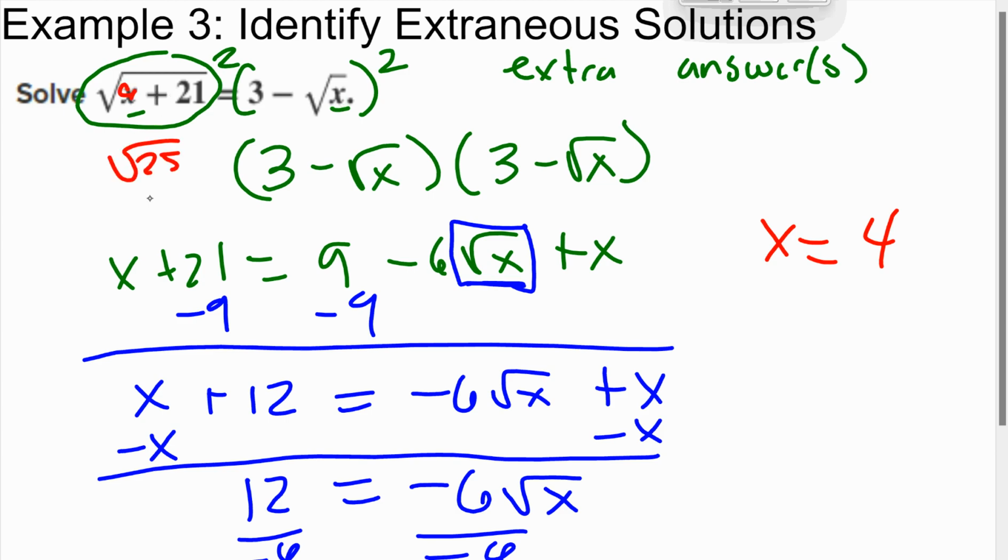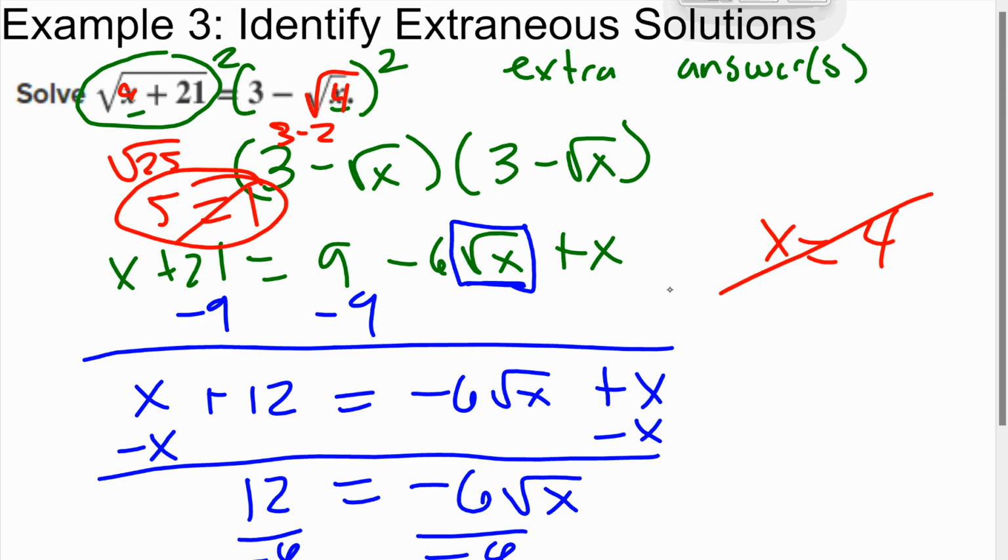is 25, so square root of 25 is 5. But when I take the square root of 4 here on this side, I get 2, and 3 minus 2 is 1, correct? And 5 does not equal 1. So this right here would actually not be our answer. It's called an extraneous solution, because when I plugged it back in, it was not true.